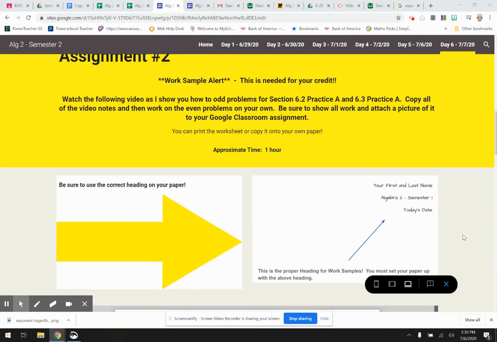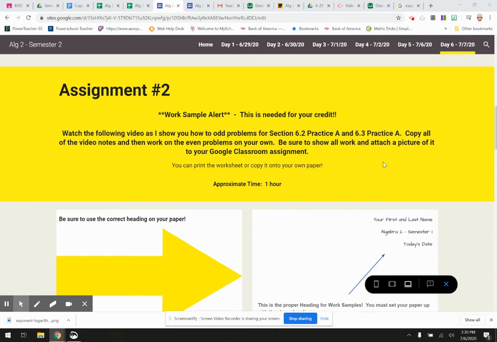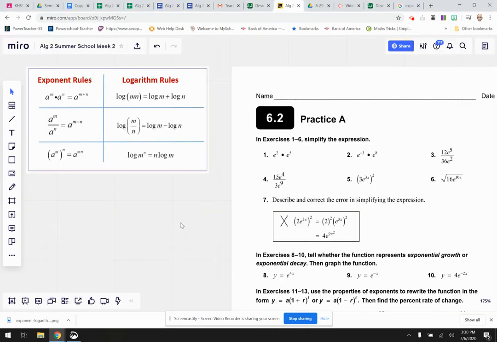All right, so let's look at 6.2a in this video. So I'm going to move to here. 6.2a. The Miro links are in your virtual classroom on the home page of your website. If you want to go to this link, you can, or otherwise just watch the video. Here's your exponent rules, and here's your logarithmic rules. We're just going to look at these exponent rules right now.